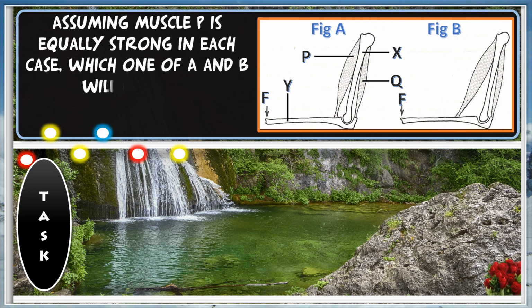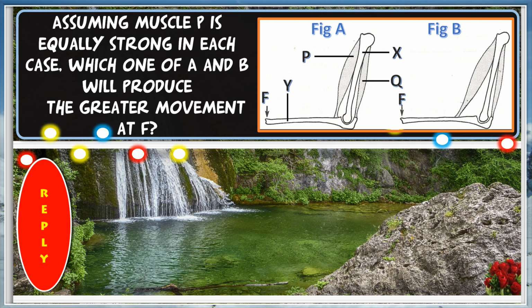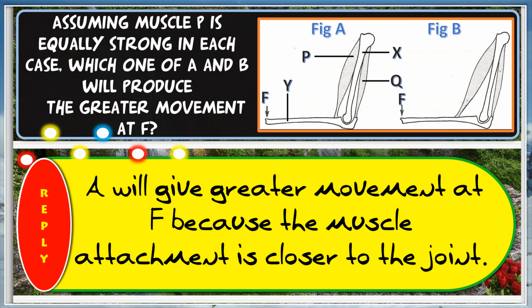Assuming muscle P is equally strong in each case, which one of A and B will produce the greater movement at F? A will give greater movement at F because the muscle attachment is closer to the joint.